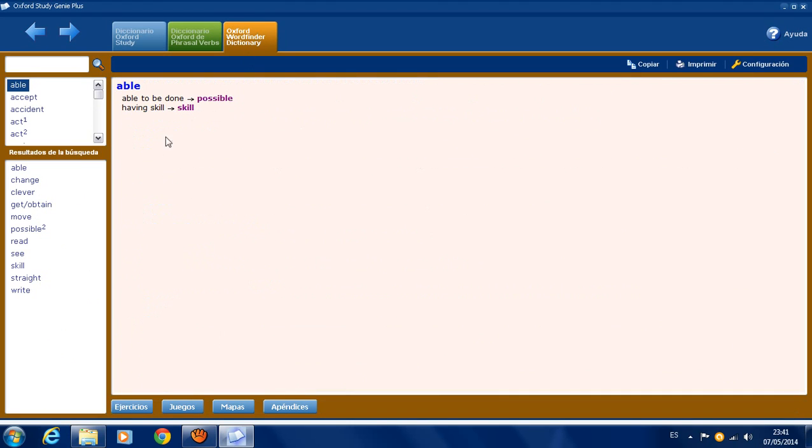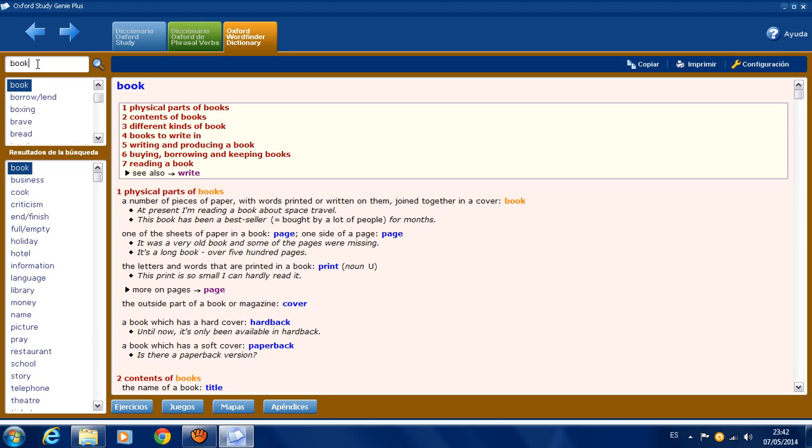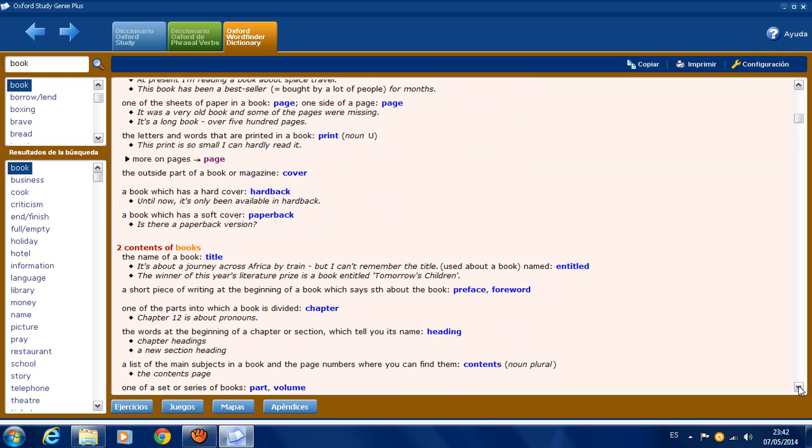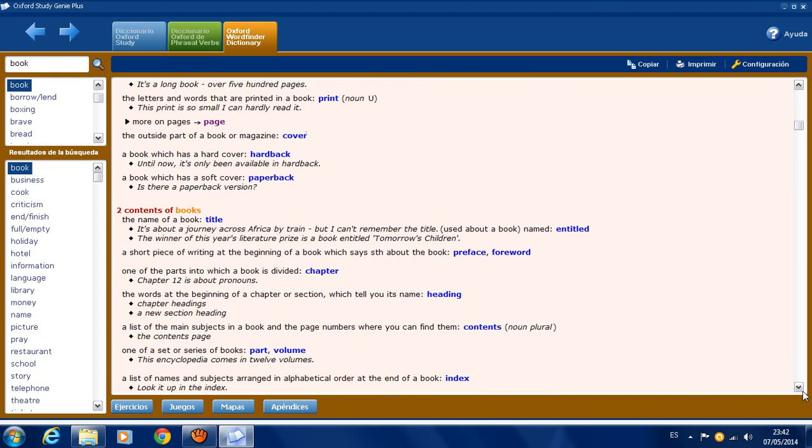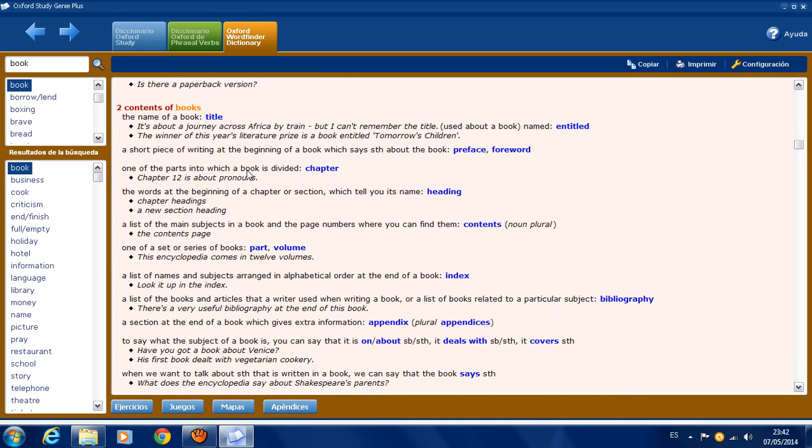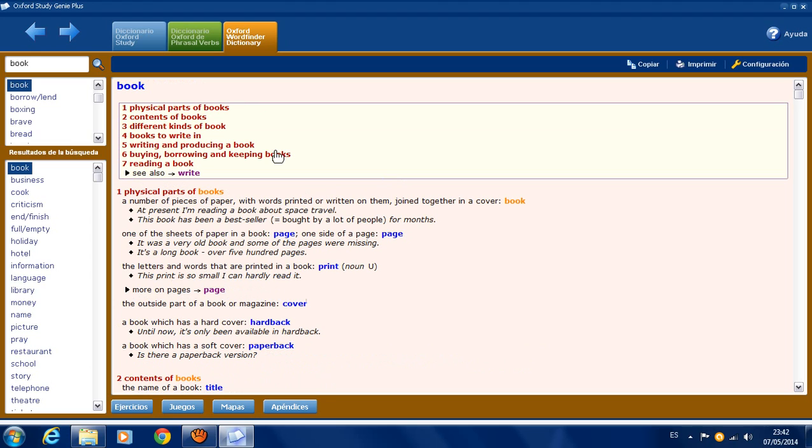Now, the third part is a word finder dictionary. The good thing is that whenever you type a word, it gives you a lot of hints in terms of its usage. So let's say that you type the word book, and it gives you different things to think of. Physical parts of the book: page, print, cover, hardback, paperback, title, entitle, preface, foreword, chapter, heading, contents, part, volume, index, etc. So it's a sort of word family that you can check.